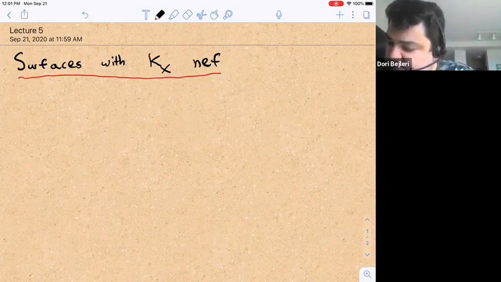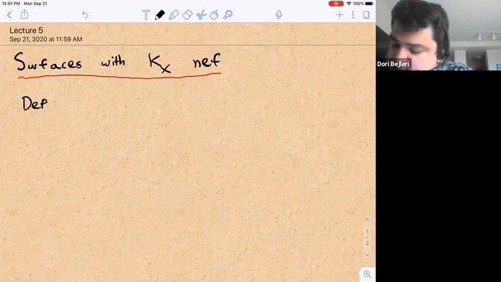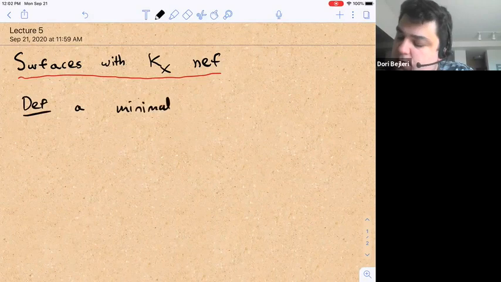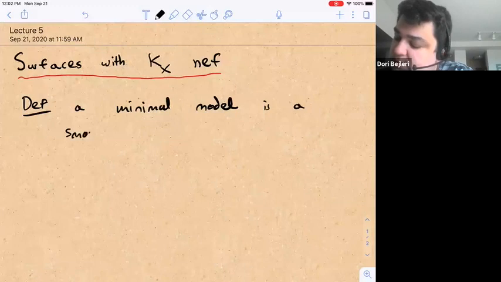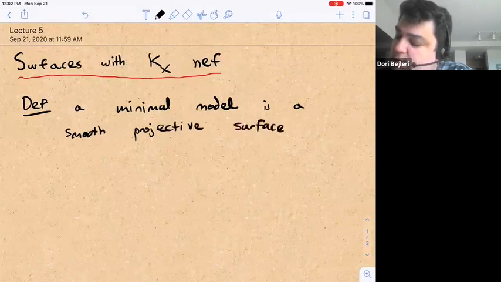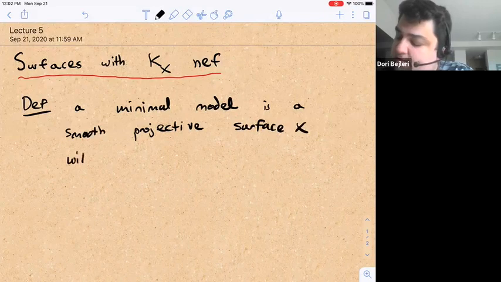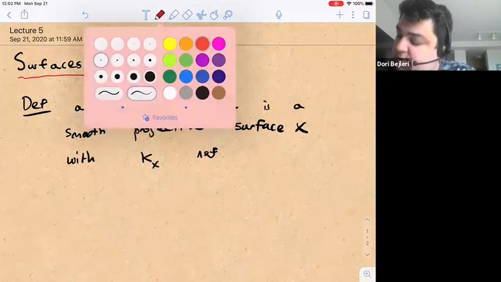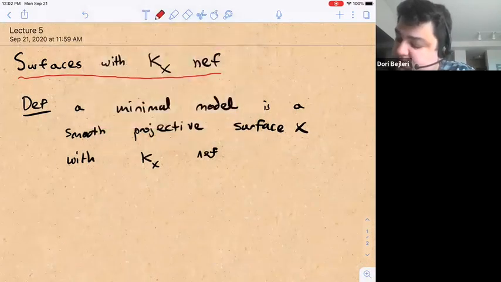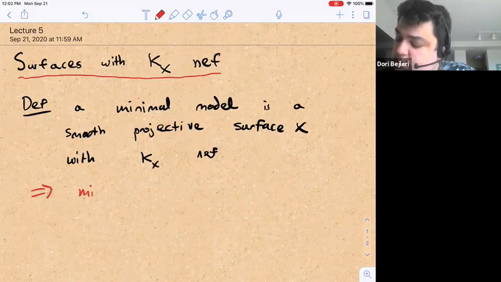So let me start with a definition. A minimal model, in the case of surfaces, is a smooth projective surface X whose canonical bundle is nef. So in particular, a minimal model is a minimal surface. It can't have any -1 curves, but this is stronger.